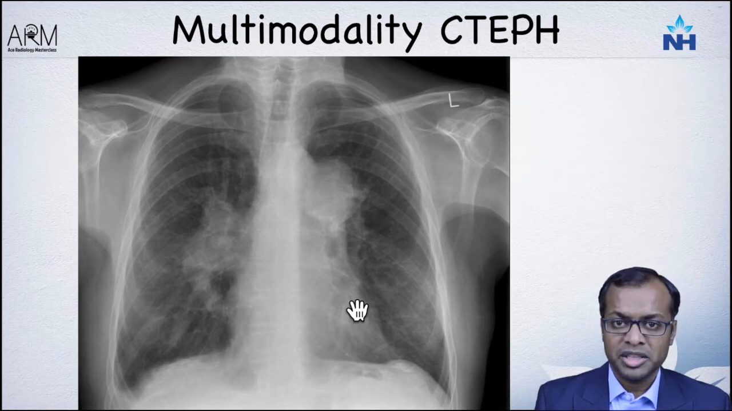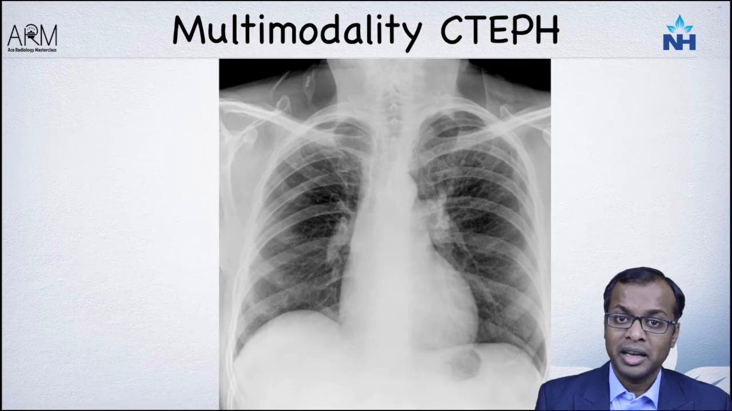But X-ray is useful to detect the presence of pulmonary hypertension and to differentiate CTEPH from other causes of pulmonary hypertension. One thing which I would like all of you to learn is to see from this image to look for the central pulmonary artery.